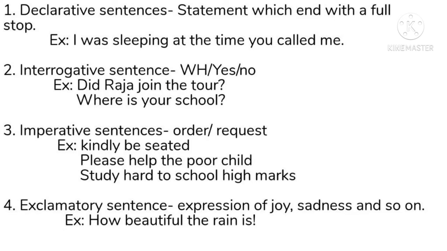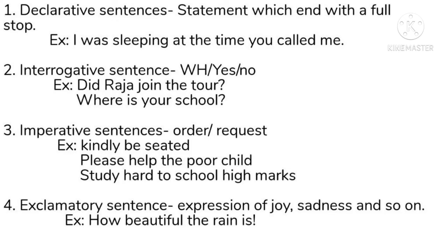First one, declarative or assertive sentences. Declarative sentences are ordinary statements which end with a full stop. Example, I was sleeping at the time you called me. Next one, interrogative sentences. Interrogative sentences are questions. They end with a question mark. We all know that interrogative sentences have two types: yes or no questions and WH questions. For example, did Raja join the tour? Where is your school?